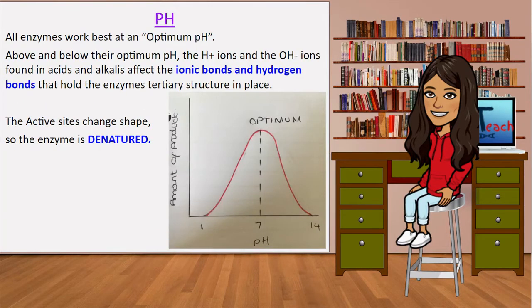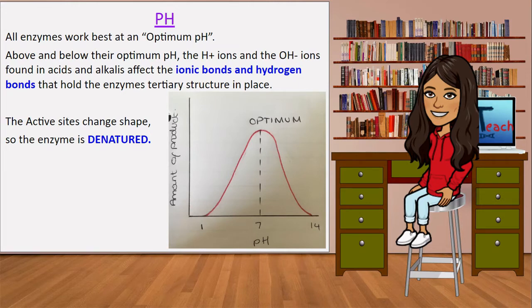The next factor we're looking at is pH. All enzymes have an optimum pH, or the pH that they work best at. Anything above or below their optimum pH is where the enzyme structure is disrupted. The hydrogen ions and the OH ions that are found in acids and alkalis affect the ionic and hydrogen bonds that hold the enzyme structure in place. Remember that the enzyme is a tertiary structure, so you do need to make reference to that.